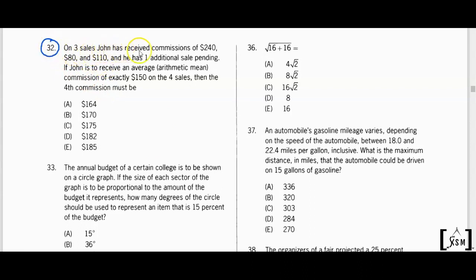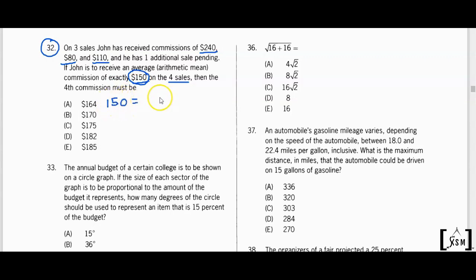On 3 sales, John has received a commission of $240, $80 and $110 and he has one additional sale pending. If John is to receive an average arithmetic mean of exactly $150 on 4 sales, then the fourth commission must be which of the following? So basically the average of all 4 sales is 150 and 3 sales are given. We have to find the fourth sale. You must be knowing how to find the average.